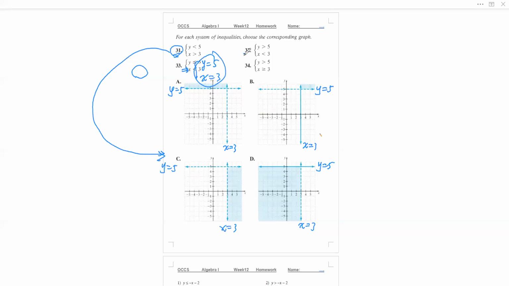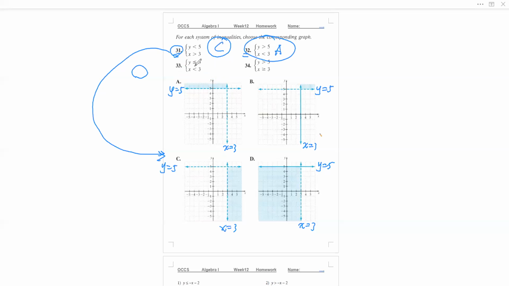All right, 32: y greater than 5. So it's above y equals 5, so it should pick A from A and B. And x less than 3, less than is the left part. Above and left part of x equals 3, so here it should be A. Let's see 33.